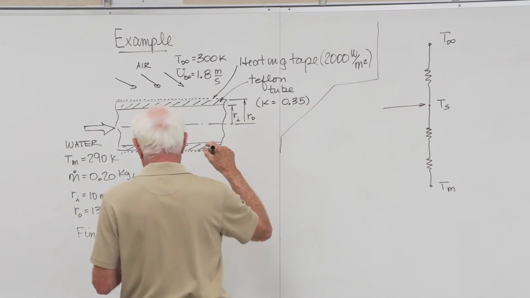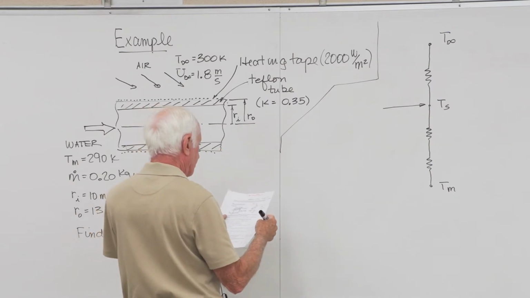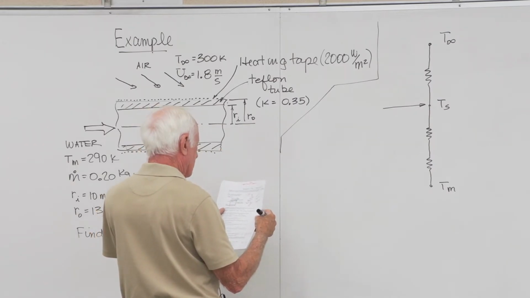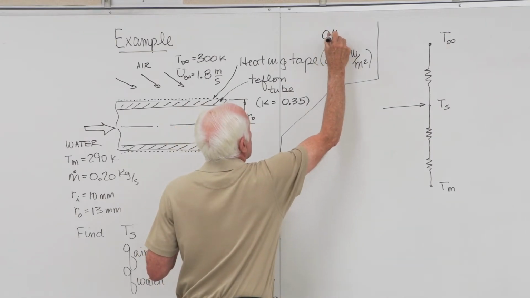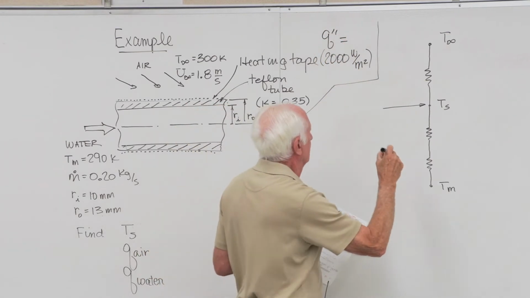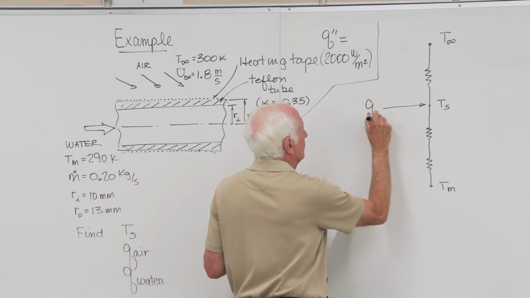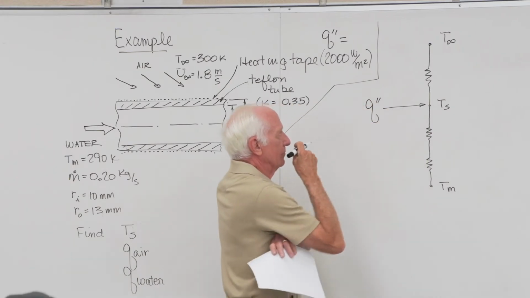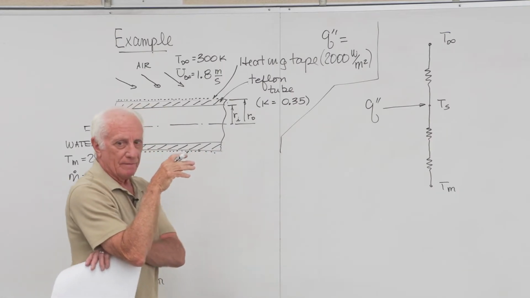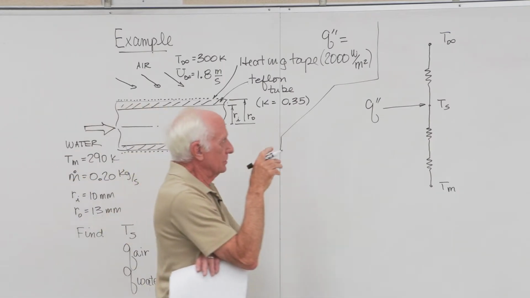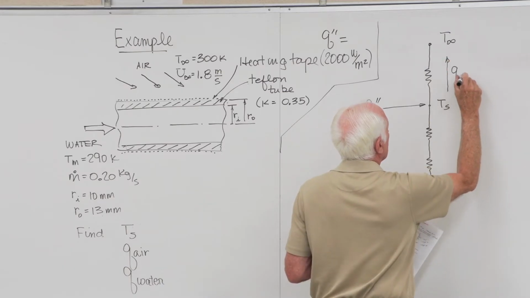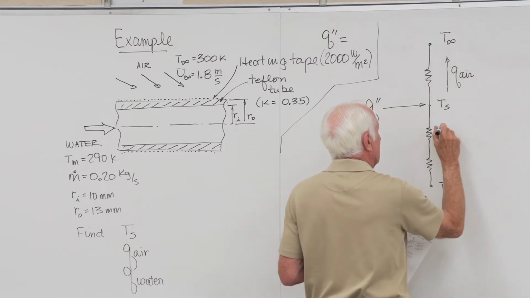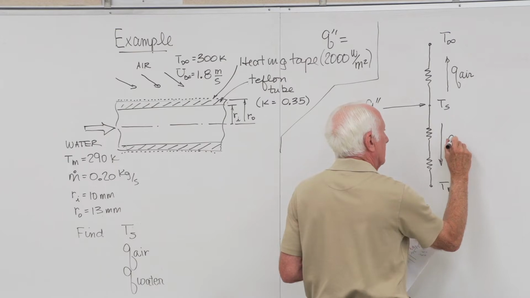They call it Q naught double prime, I think. Yep, Q double prime. The heating tape's hot. So some of the heat goes out to the air. Some of the heat goes into the water.